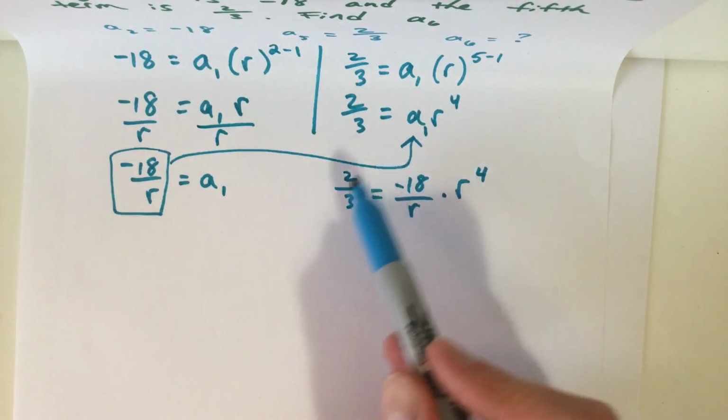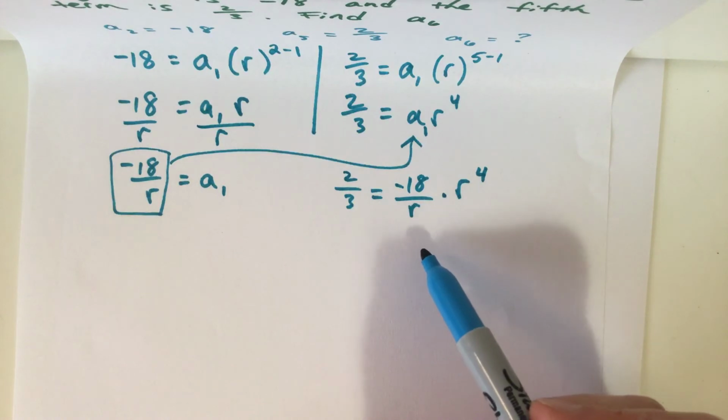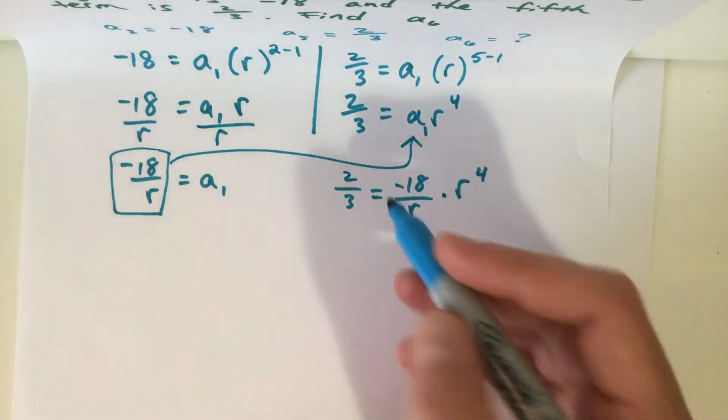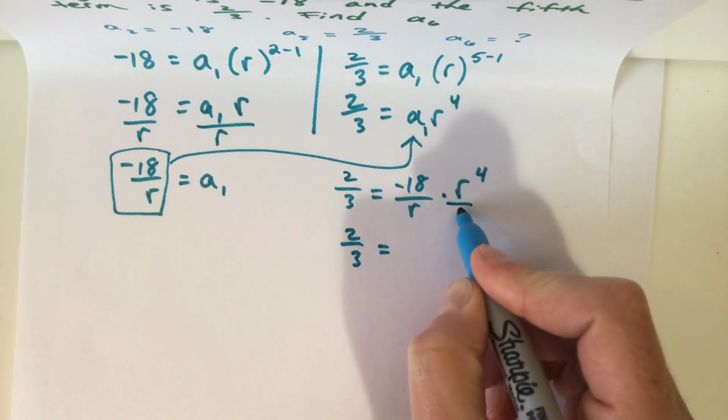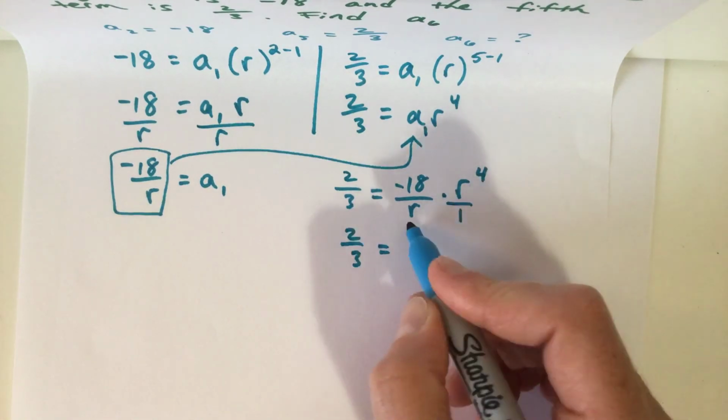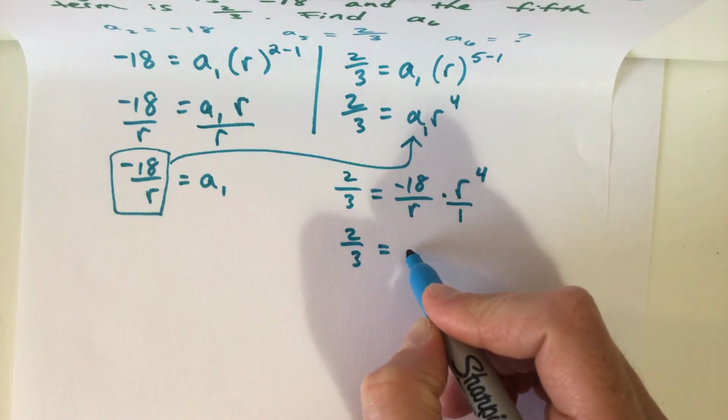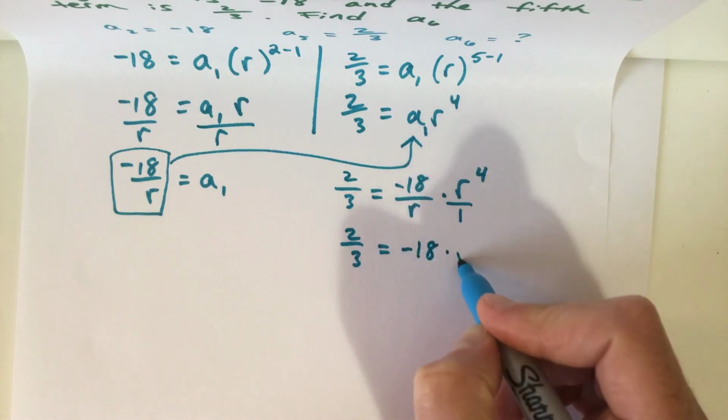So here I have an equation to solve. I've got it down to a single variable. I've got it down to all r's. And I'm going to simplify 2/3 r to the fourth. If we put this over 1, we can see that we can cancel one of these r's. So it becomes negative 18 times r to the third.